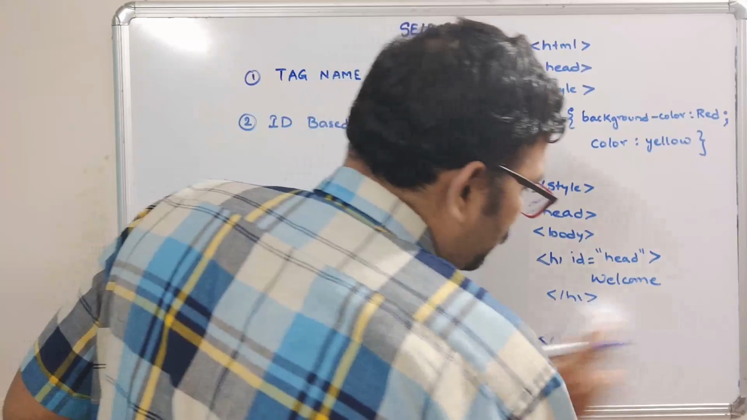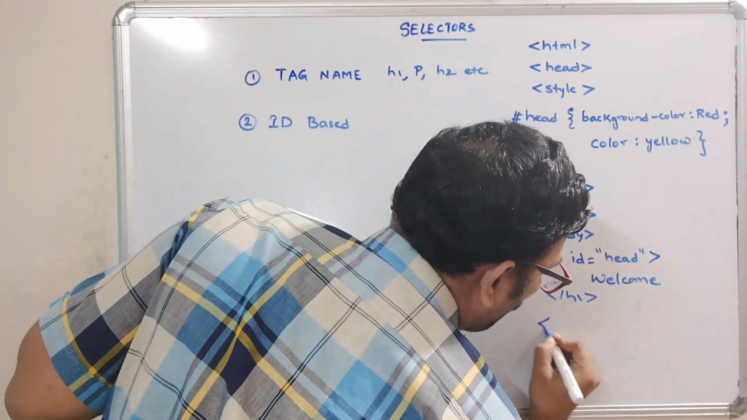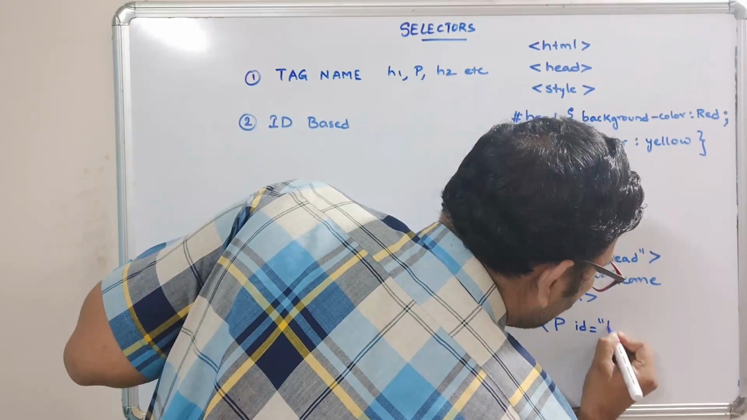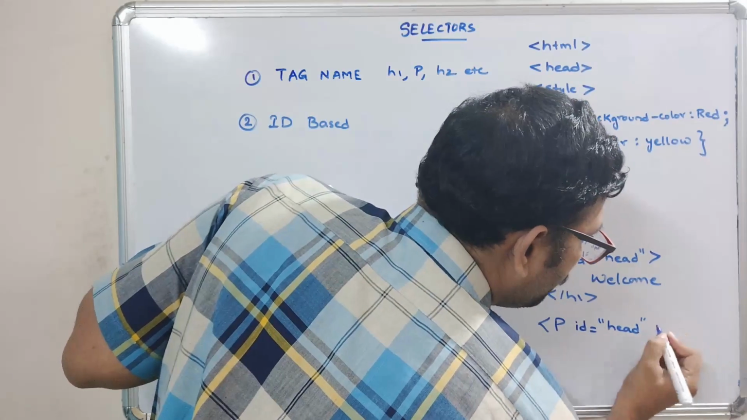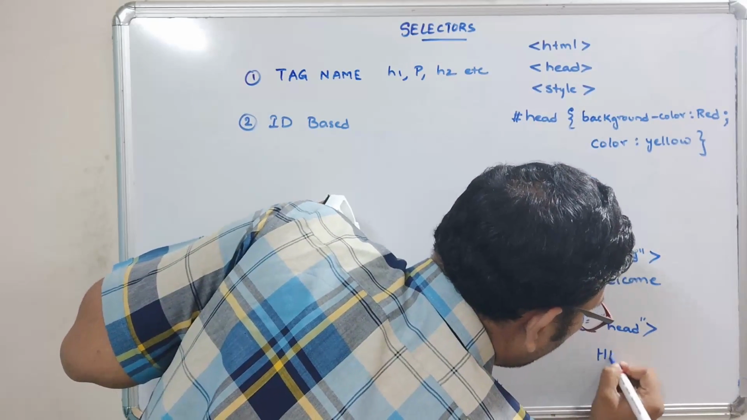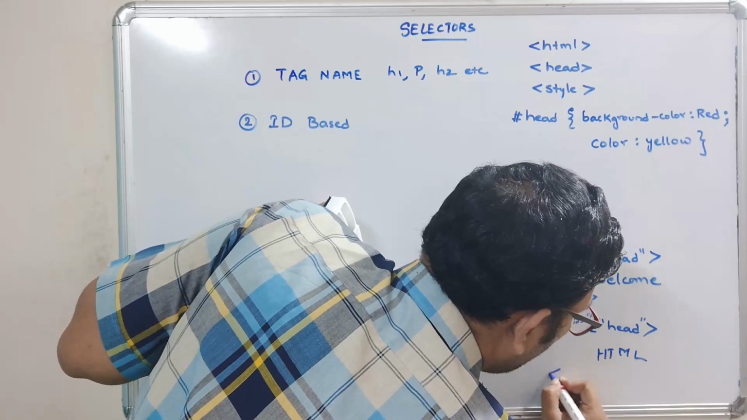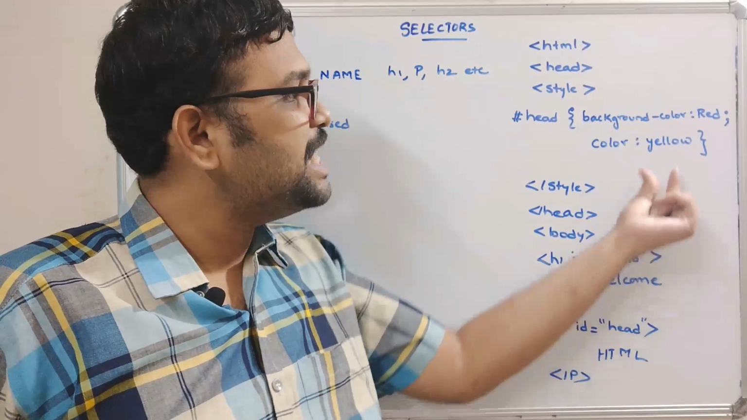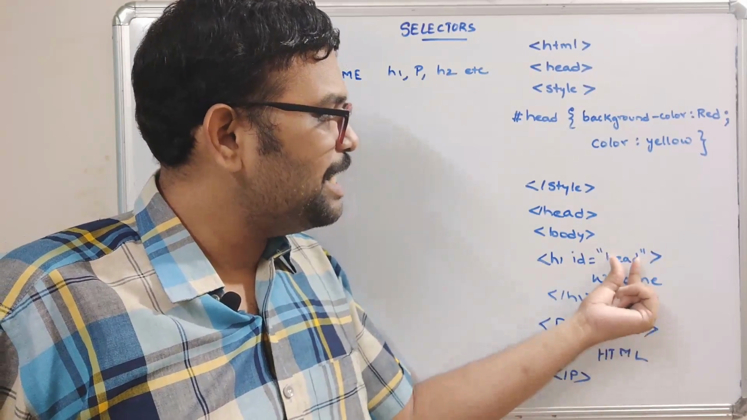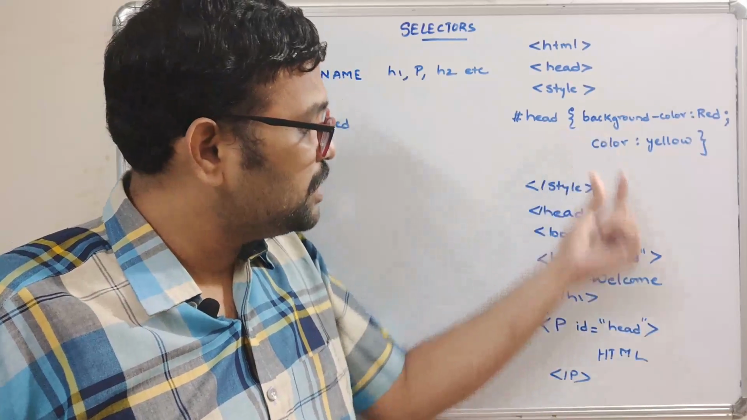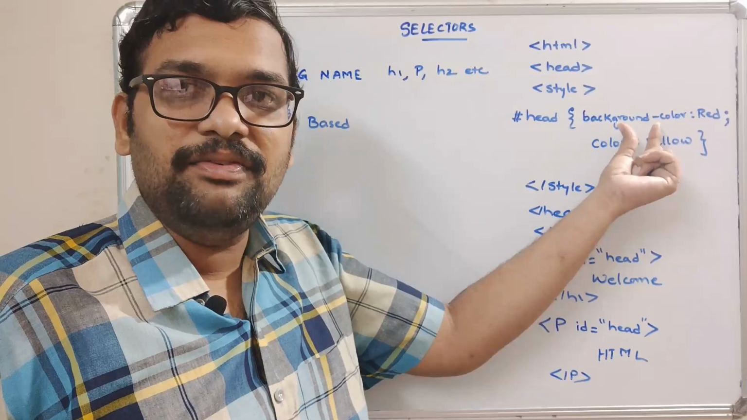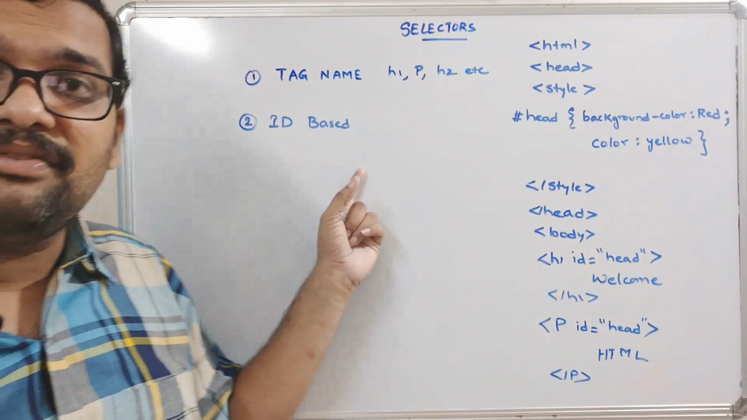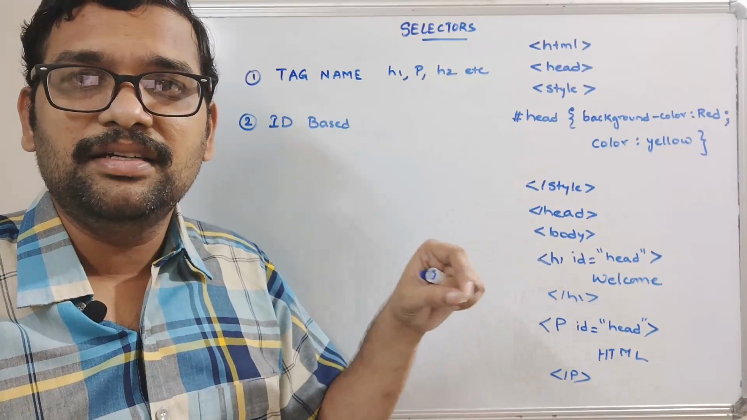For example, after that one, you are writing some paragraph. So here also I am giving the same ID, ID is equal to head. I am writing here HTML and closing the paragraph. So both the welcome and HTML will be applied with the same styles because both have the same ID, head. First it will search for the ID, and this particular style will be applicable for all the content which is placed under this ID. Okay, this is all about our second way of applying the style sheets.